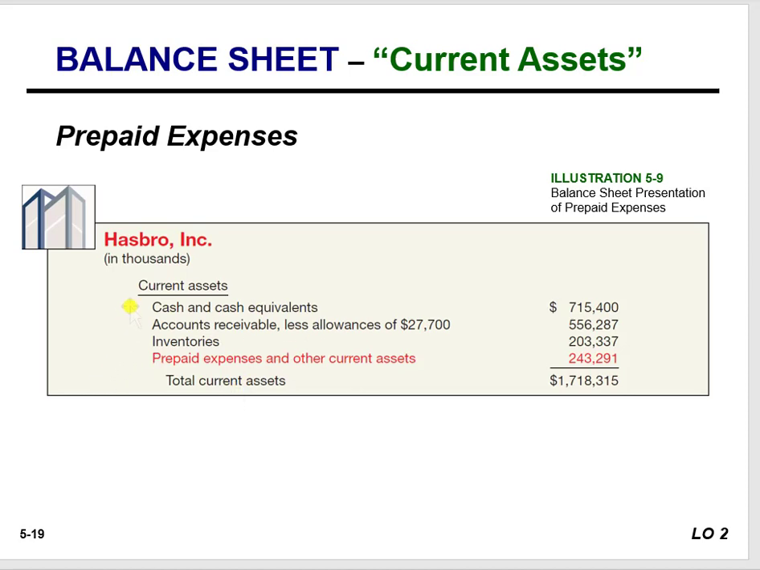Again, we've talked about cash, cash equivalents, accounts receivable, and inventories. Now we're in the prepaid subdivision. Prepaid expenses and other current assets are listed at $243,291 here. And then it gives you your total current assets of $1.7 million.